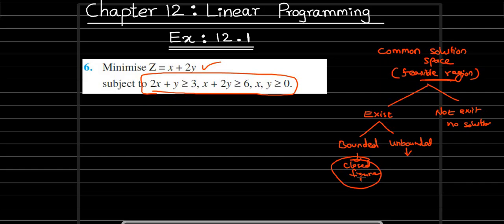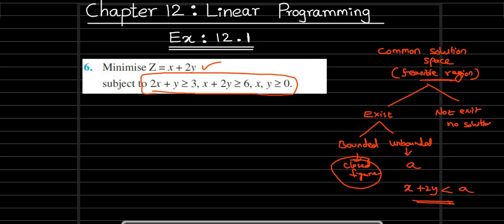But in case of unbounded, whatever value you get using the corner points, the minimum value you choose may or may not be the true minimum. To confirm it, with the help of the minimum value, you have to frame a new inequality with the help of Z. Then you have to find the solution space for that as well. Suppose we are getting the minimum value as some a. Then x plus 2y less than a, so use the less than symbol. If it is maximize, then use the greater than symbol.